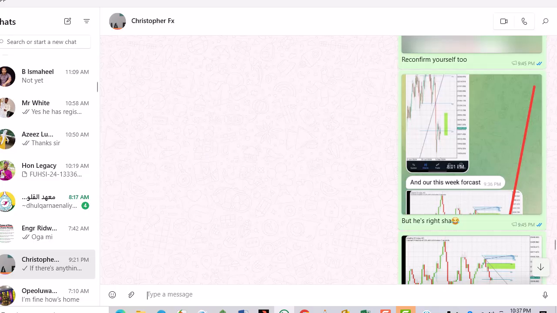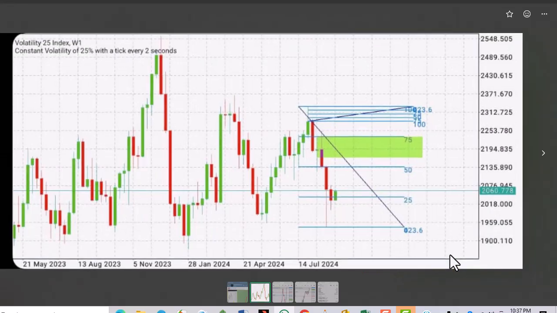We are bearish, and this was the start. So we are on weekly now. We are in deep discounts. It was looking for this other block to be traded to.